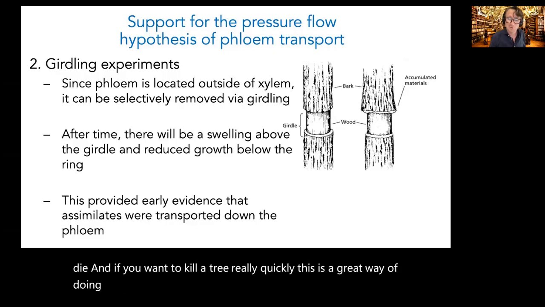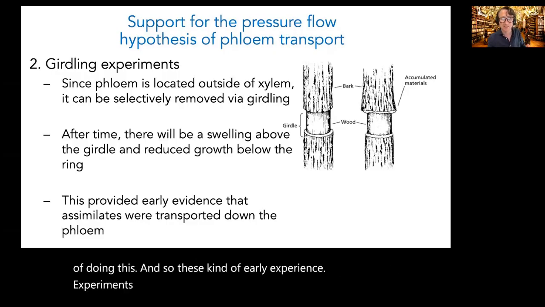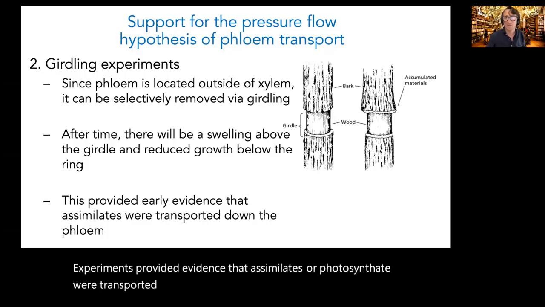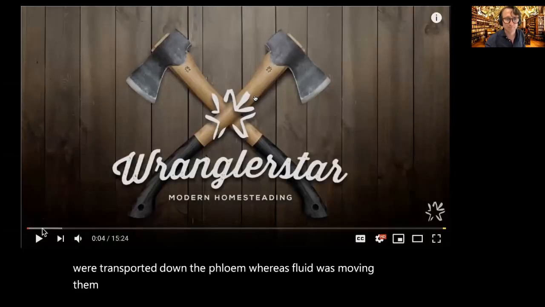Okay. And so these early experiments provided evidence that assimilates or photosynthate were transported down the phloem, whereas fluid was moving up and within the phloem itself.